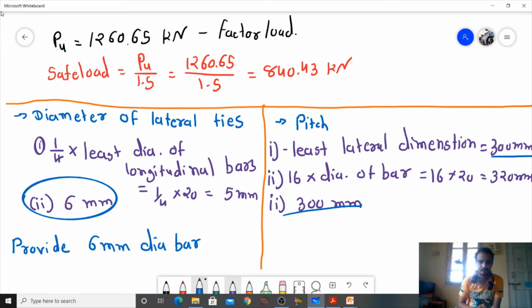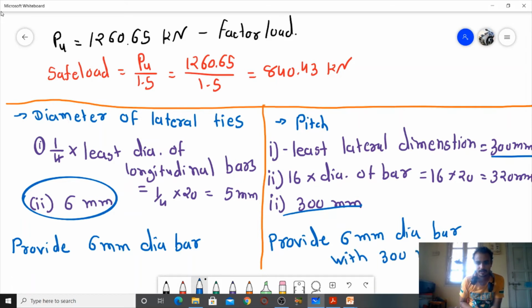Okay, so write down: provide 6 mm dia bar with 300 mm center to center. Okay, our design is completed here.